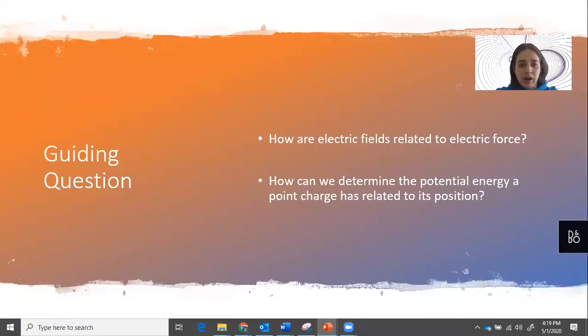So just as yesterday, our guiding questions are: how are electric fields related to electric force? And how can we determine the potential energy a point charge has related to its position?